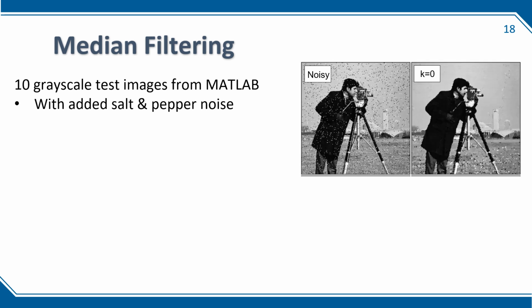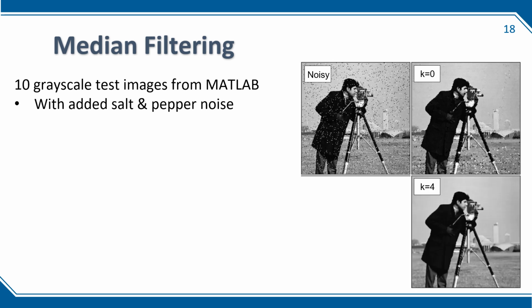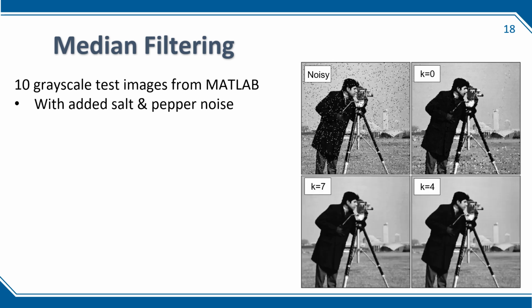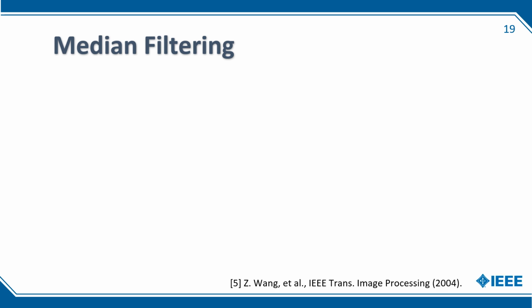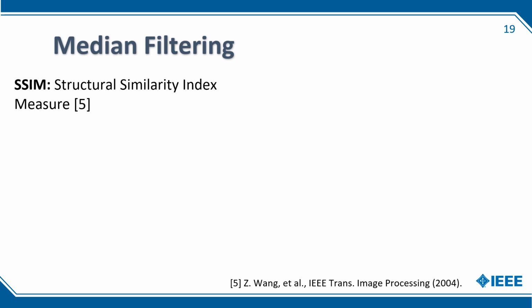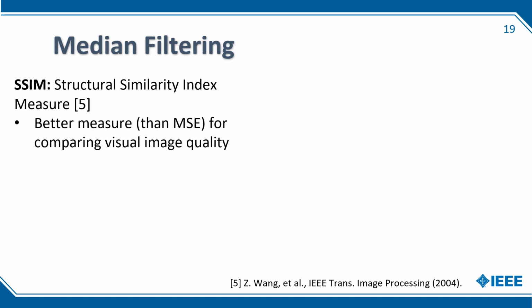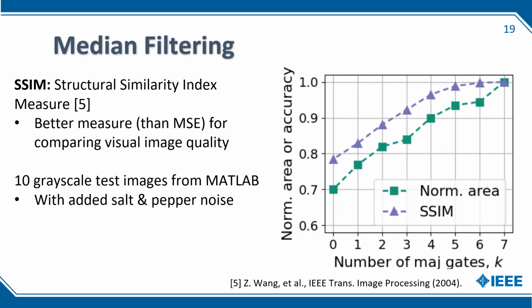With K equals 0, a fair amount of noise remains in the image, especially in the lower half. When K equals 4, the result is virtually indistinguishable from the comparator design. To evaluate the accuracy of the median filtering circuit, we used the Structural Similarity Index measure, or SSIM, which is designed to better capture perceptual differences between images relative to MSE. An SSIM of 1 indicates 2 images are visually indistinguishable. We again used Synopsys Design Compiler for our area measurements.